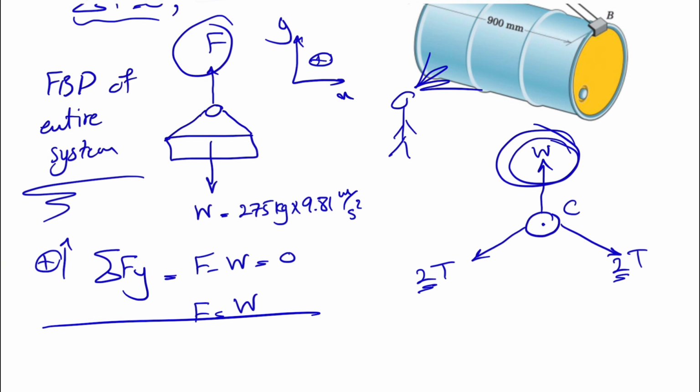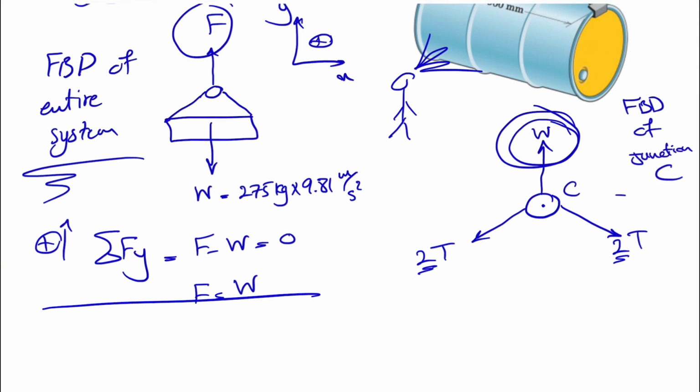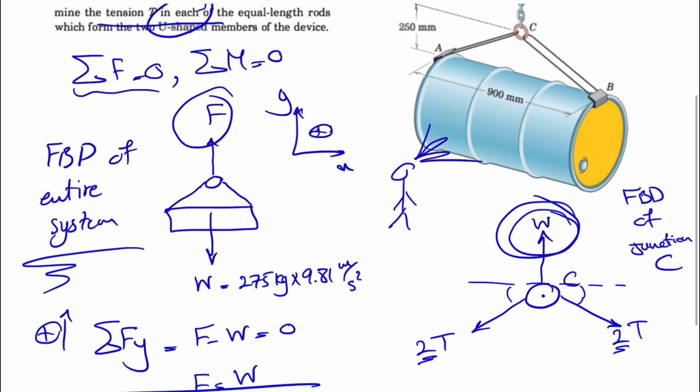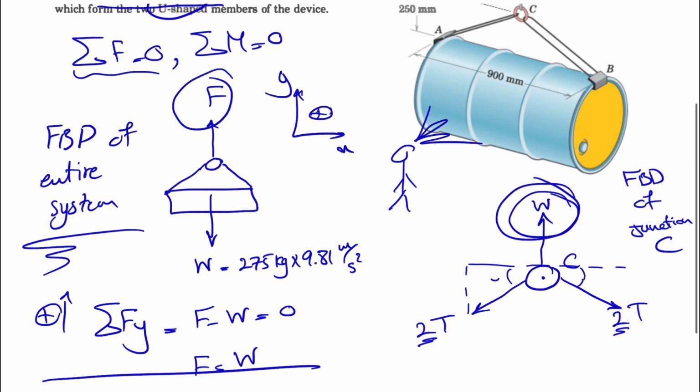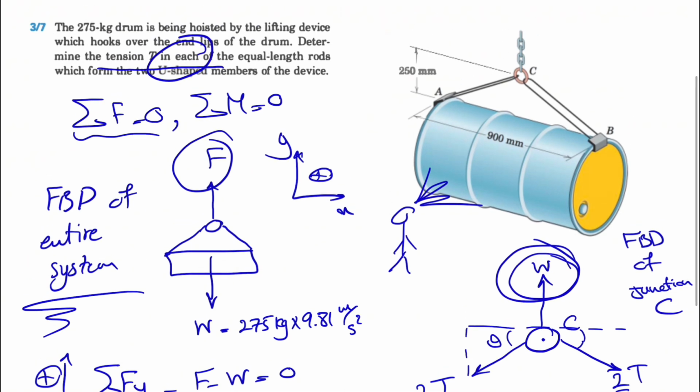And now we're gonna proceed with the free body diagram of the junction C. This part is pretty easy. As long as we have the angles here, we can do just the sum of all forces in y direction and find this T easily. But let's figure out the angle that we have in here. So we can call this angle theta, which is the angle that we are talking about, is this angle theta.